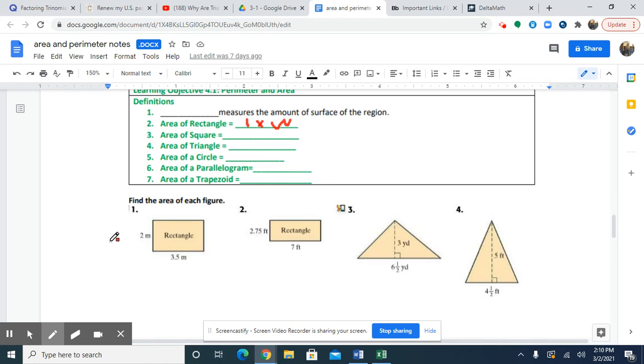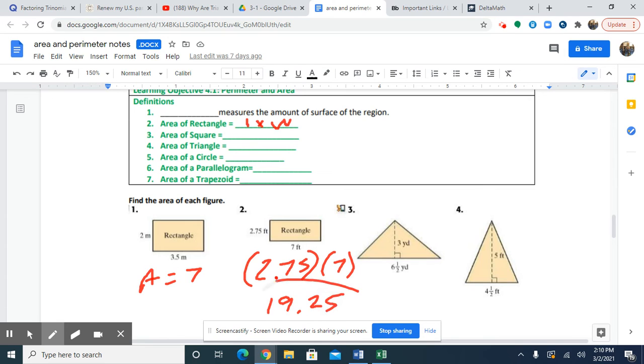So in the first example, we have a length or a width of 2, a length of 3.5. So all we have to do is multiply 2 times 3.5, and the area here is equal to 7. Same thing in the next one. We have 2.75 times 7. 2.75 times 7 is a total of 19.25.